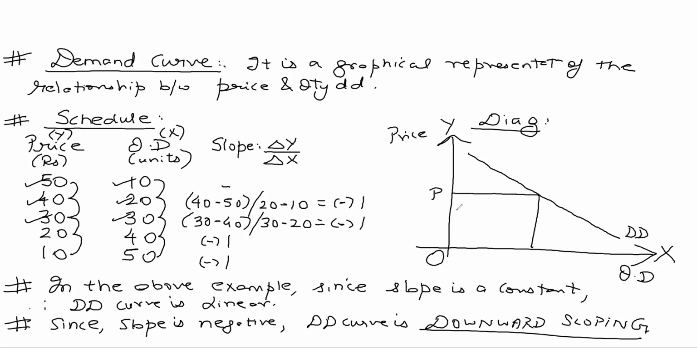As price falls from OP to OP1, demand goes up from OQ to OQ1. And since my slope is a constant throughout, my demand curve is linear. However, let me repeat myself again, demand curve may not always be linear. I have shown you a particular case where it is linear. So hoping students have understood.